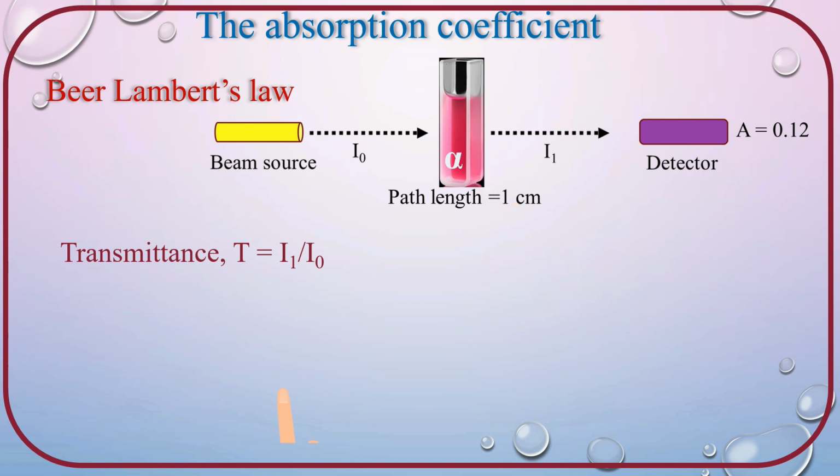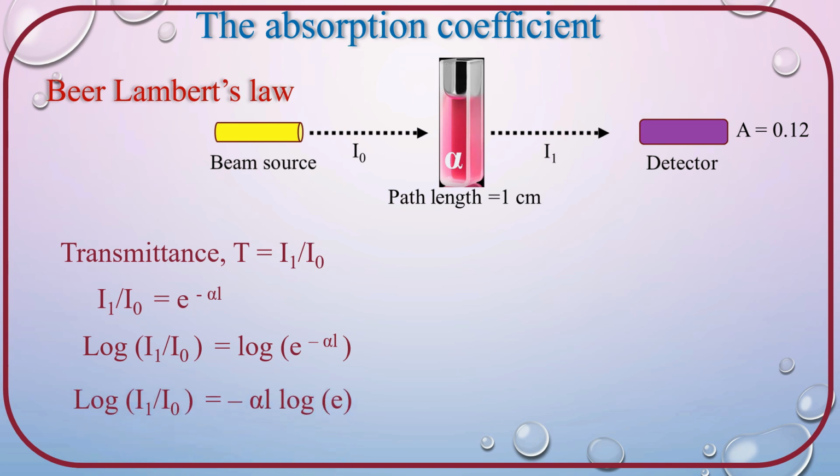Transmittance T is equal to I1 by I0. Or in other words, I1 by I0 is equal to e raised to minus alpha into L, where L is the path length. Converting it into log, log of I1 by I0 is equal to log of e raised to minus alpha L, that is, minus alpha L into log e. We know the value of log e, that is 0.4343. So substituting it, log I1 by I0 is equal to minus alpha L into 0.4343.